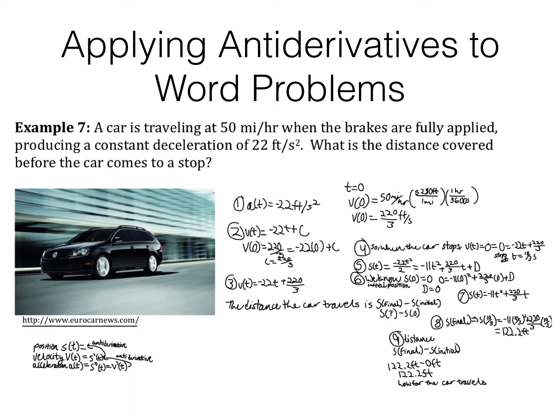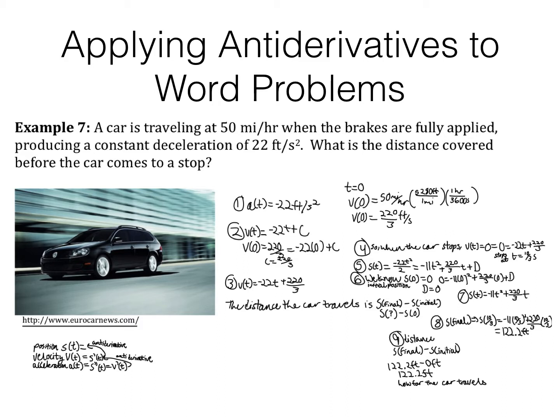We can also apply this to word problems with acceleration. In this example, a car is traveling at 50 miles an hour when the brakes are fully applied, producing a constant deceleration of 22 feet per second squared. What is the distance covered by the car when it comes to a stop? Here we have our position s of t, which is an antiderivative of the velocity v of t, which is s prime of t, and the antiderivative of that is acceleration, s double prime of t, which also equals v prime of t.